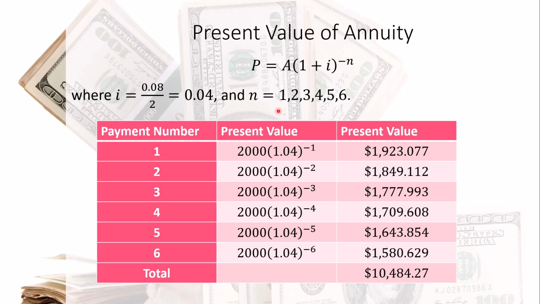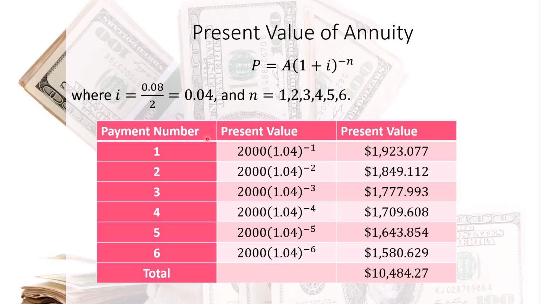N will be the payment number, or withdrawal number, which will be 1 through 6, and I, which is the interest rate over the compounding period, which once again it is semi-annually, so there are 2 compounding periods per year, is our annual interest rate divided by 2, since we have 2 payments per year, and that gives us 0.04. And this is pretty much how this works.